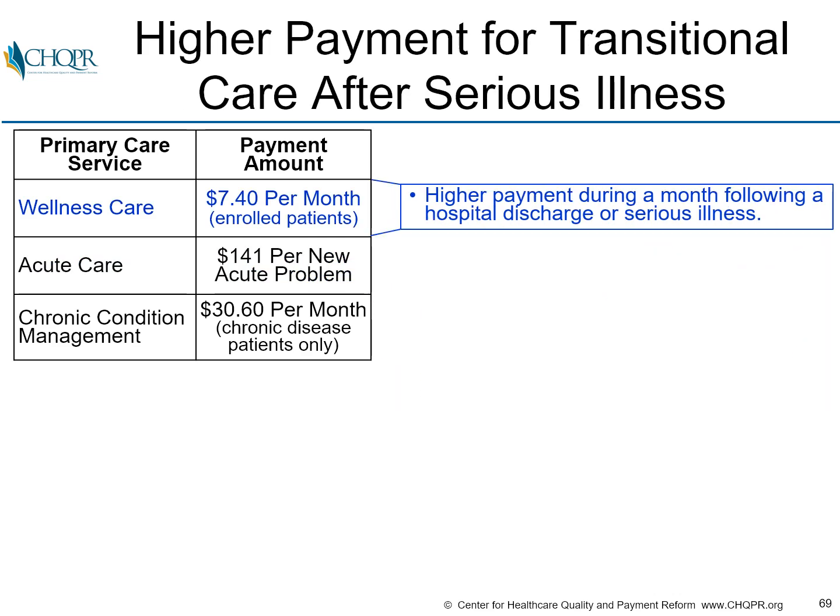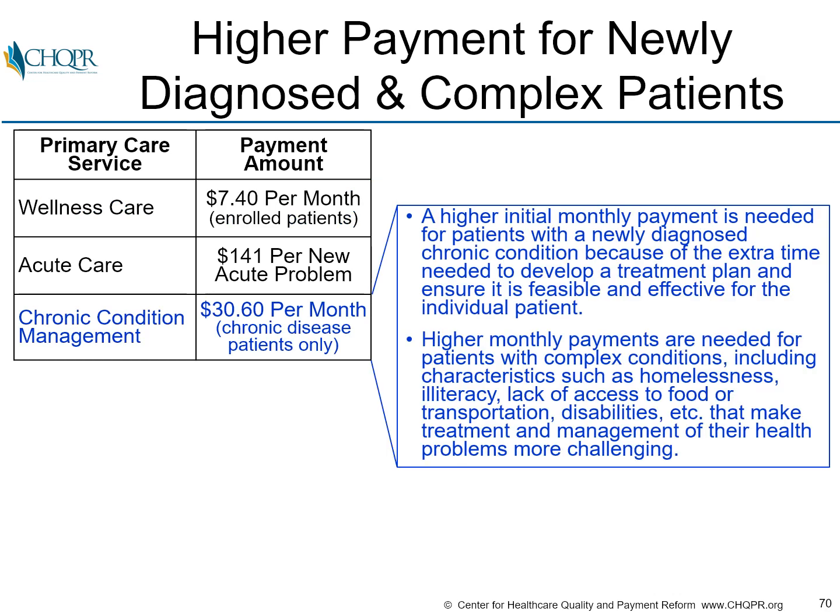Although the standard payment amounts would be appropriate for most patients, it would make sense to pay a higher wellness care payment for a patient who had just been discharged from the hospital or is recovering from a serious illness, since the patient will require more time and attention from the primary care practice. This is similar to the transitional care payments that Medicare now pays for such patients. It would also make sense to pay higher amounts for chronic disease patients in two circumstances.